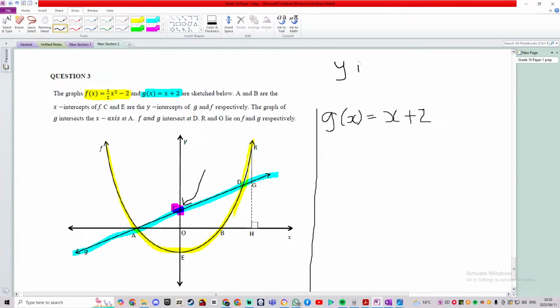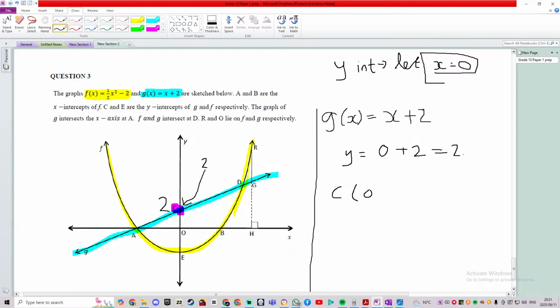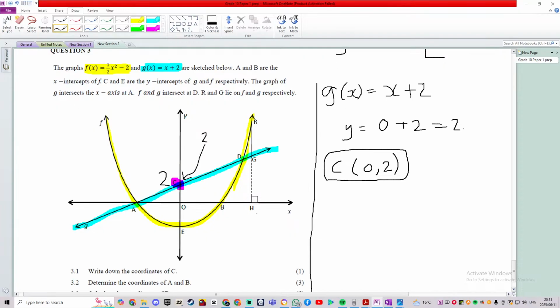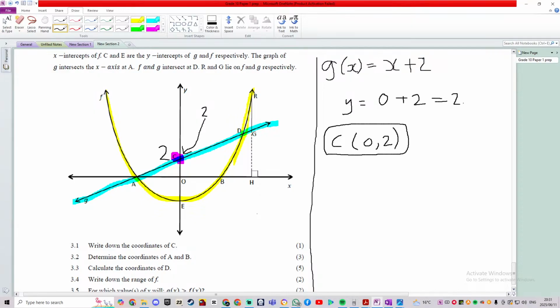For me to find the y-intercept, I let x equal 0, because that's the way. We know g of x can also equal y. Now it's 0 plus 2 equals 2. So the y-intercept of C is 2. However, you must note that x is 0, so you write it like this: 0, comma 2. So this will be the coordinates of C. Do you see? Okay, how's that Senzo? Let me know if things are going good.